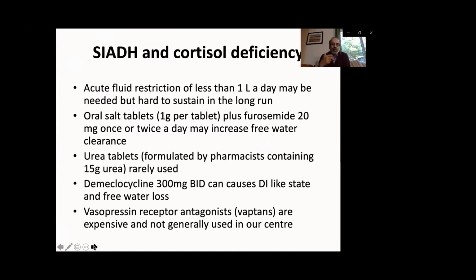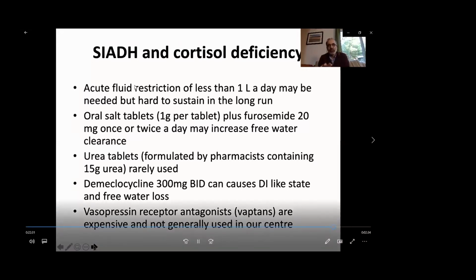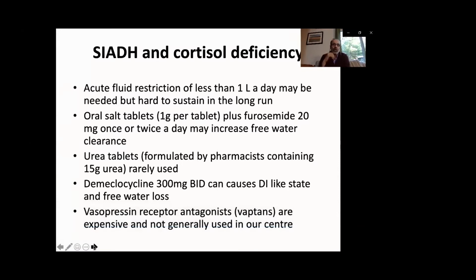If that doesn't help, then I generally add oral salt tablets, particularly if this is a long-standing problem, because with cancer it's a long-standing problem. It's a 1 gram tablet, and you give 2 to 3 tablets or even more. You can add furosemide to it to increase your free water clearance, and that will bring your sodium level into a relatively reasonable range. In some patients where they have uncontrolled hypertension and sodium cannot be used, you can use urea tablets, and your pharmacist should be able to formulate these.